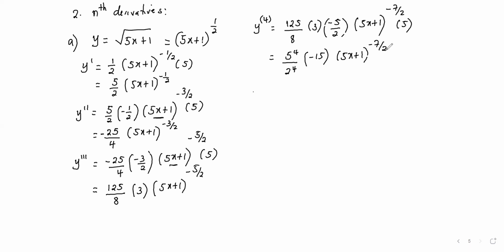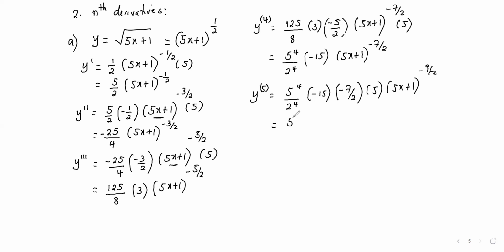So we could keep going. If we did y5, we'll have 5 power 4 over 2 power 4, and then minus 15, minus 7 over 2, and then by 5, and then (5x plus 1) power minus 9 over 2. You see? So this is going to be 5 power 5 over 2 power 5, and then what is 15 by 7? That's 105. And then (5x plus 1) to the power minus 9 over 2. Like that. So the pattern keeps going. We could have y6 and so many.